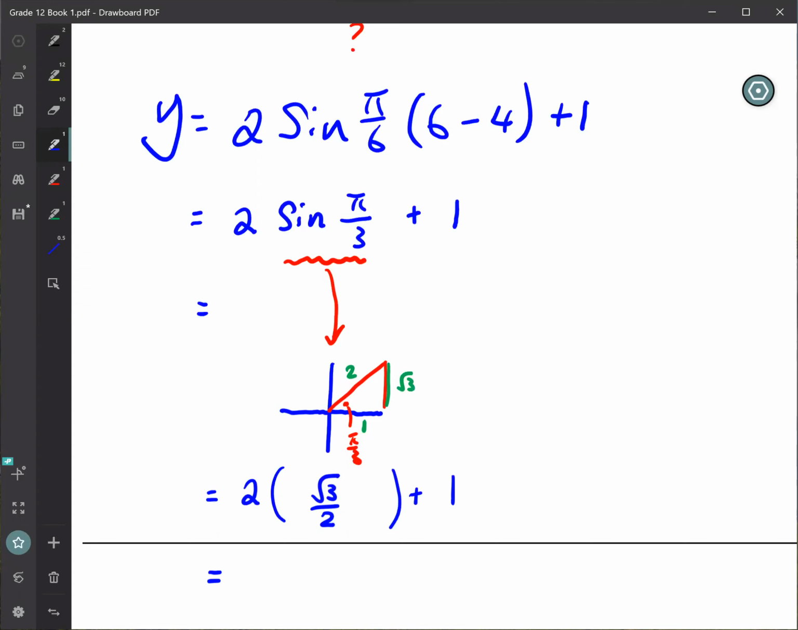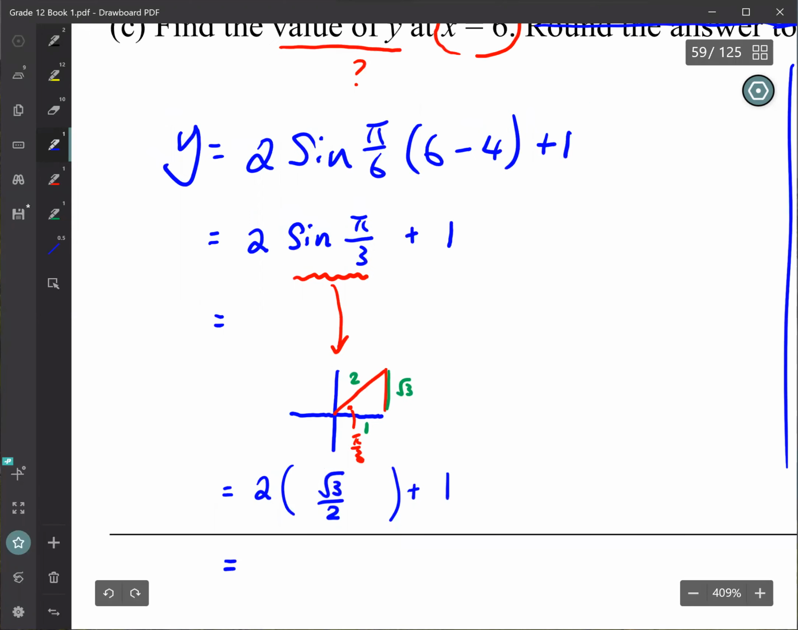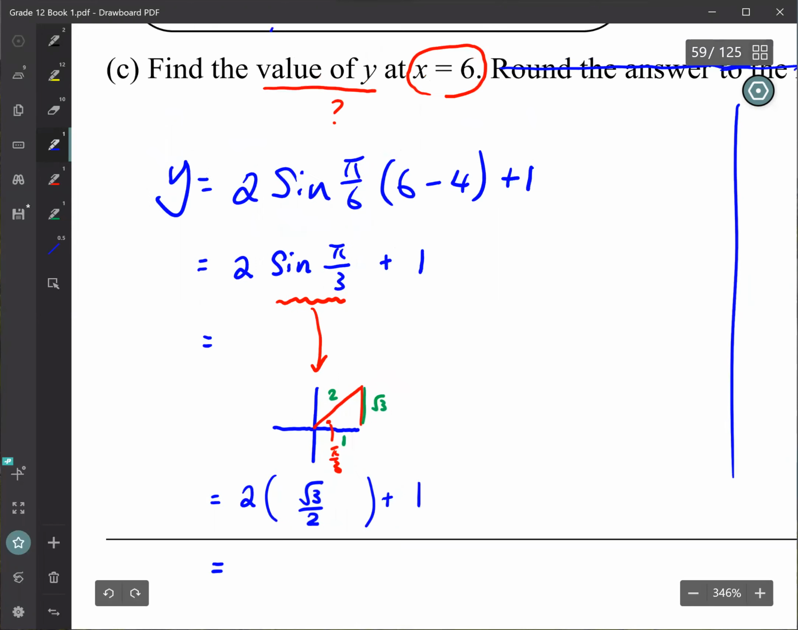2.73. I want exact answers. Simplify this. 1 plus 3 root 3. Yeah, the 2 cancels out, right? So just root 3 plus 1. Now, if they want it in decimal, then you can turn it into decimal from there, okay? And what did you say the decimal was?